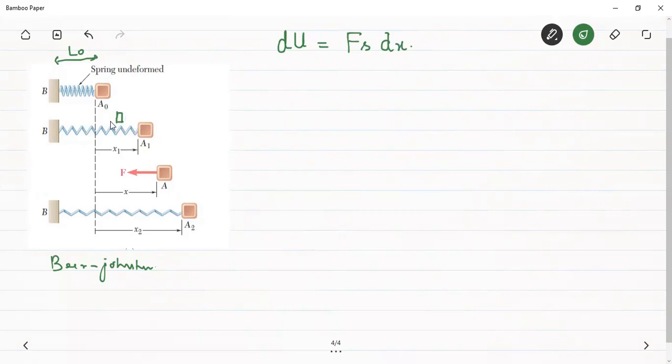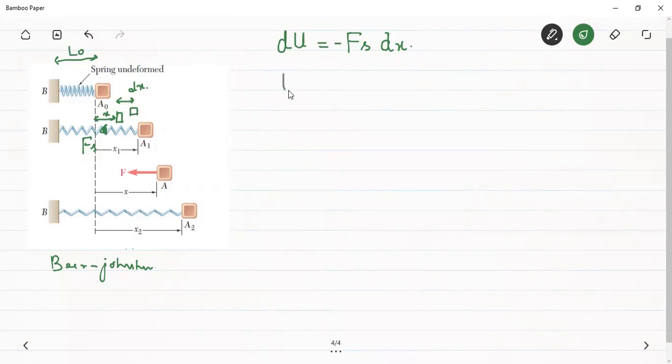Suppose this is one position of the block at a distance of x, and this block is getting displaced by a small displacement dx. Then the spring force would be in the opposite direction, and that is the restoring force. So the work done by this restoring force will be equal to the restoring force multiplied by the small displacement dx. The restoring force is towards the negative x-axis, and the displacement is towards the positive x-axis. Therefore this work done will be negative because the restoring force and the displacement are in opposite directions.